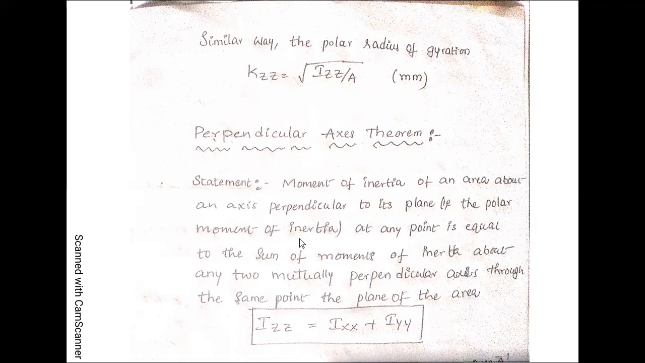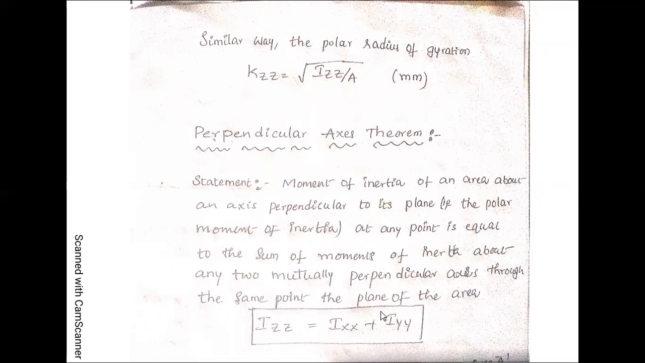I'm repeating, moment of inertia of an area about any axis perpendicular to its plane, that's also called polar moment of inertia, at any point is equal to the sum of the moments of inertia about any two mutually perpendicular axes through the same point in the plane of the area. Simply, perpendicular or polar moment of inertia is equal to the sum of the moments of inertia about two mutually perpendicular axes.